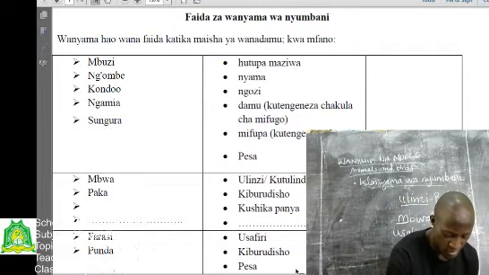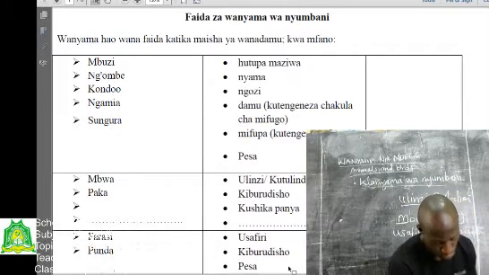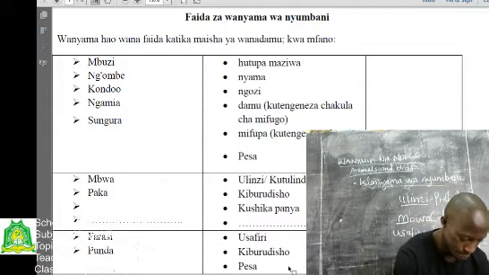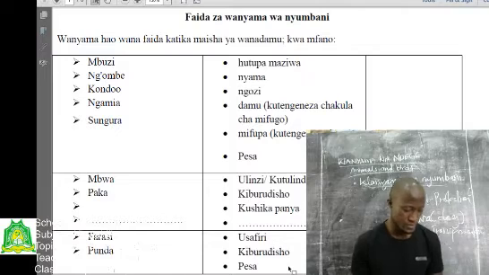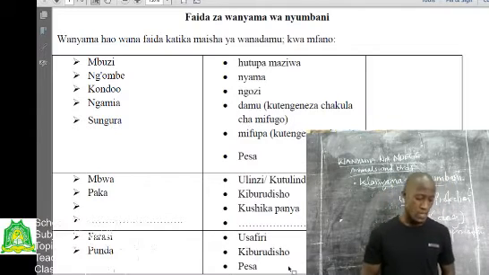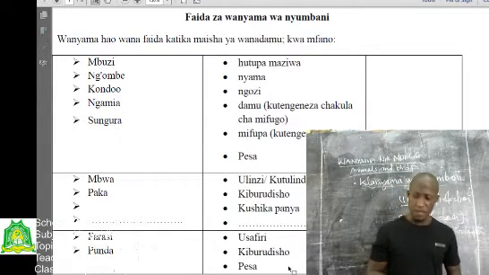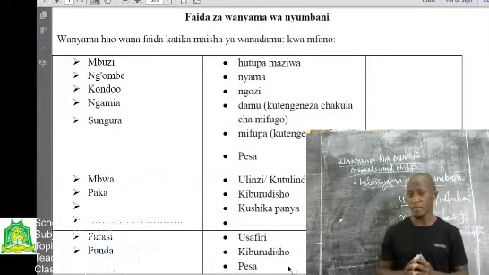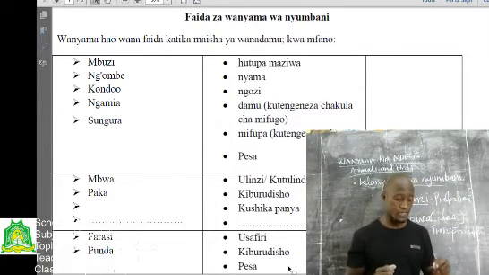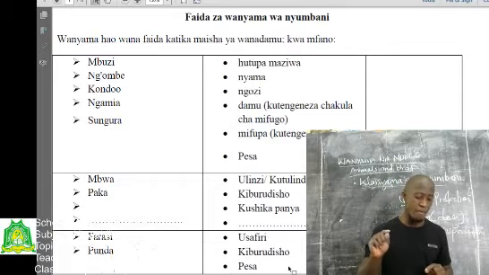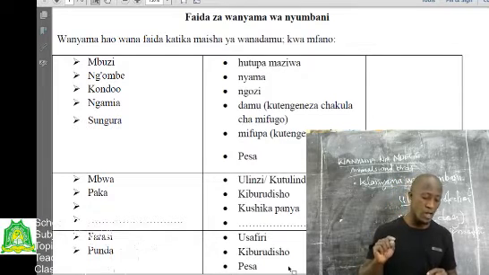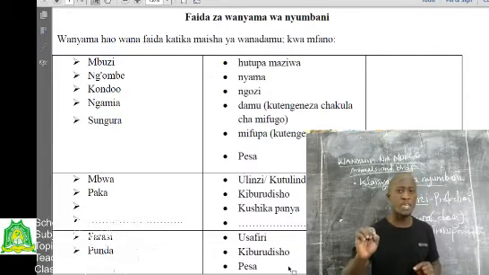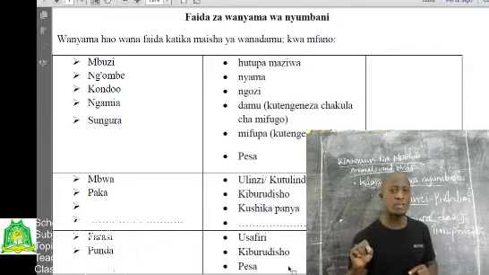Now, next we are going to be looking at other different animals. Then down there, as you continue, you are going to see there is an NB. There is an NB saying, Wanyama pia hutumika kwa tiba. That is very good. Wanyama pia hutumika kwa tiba.